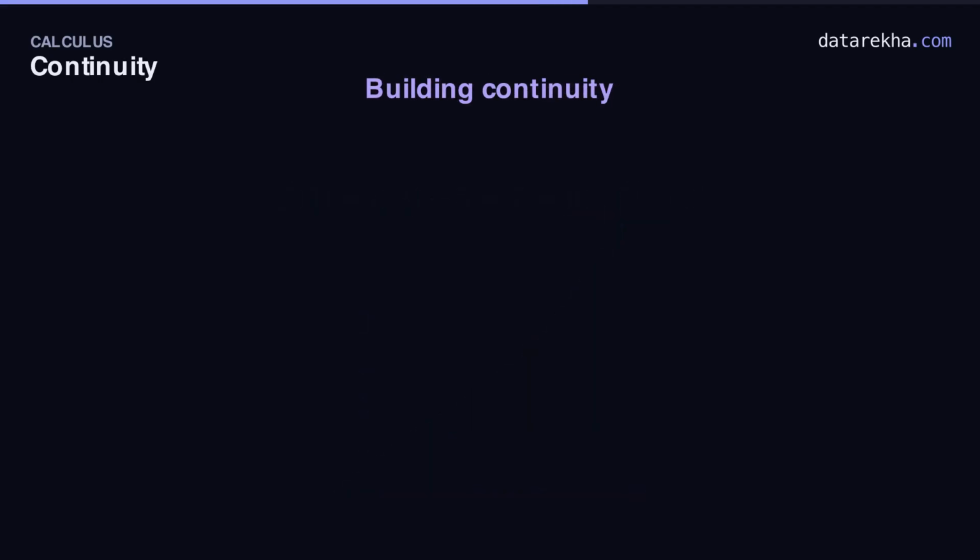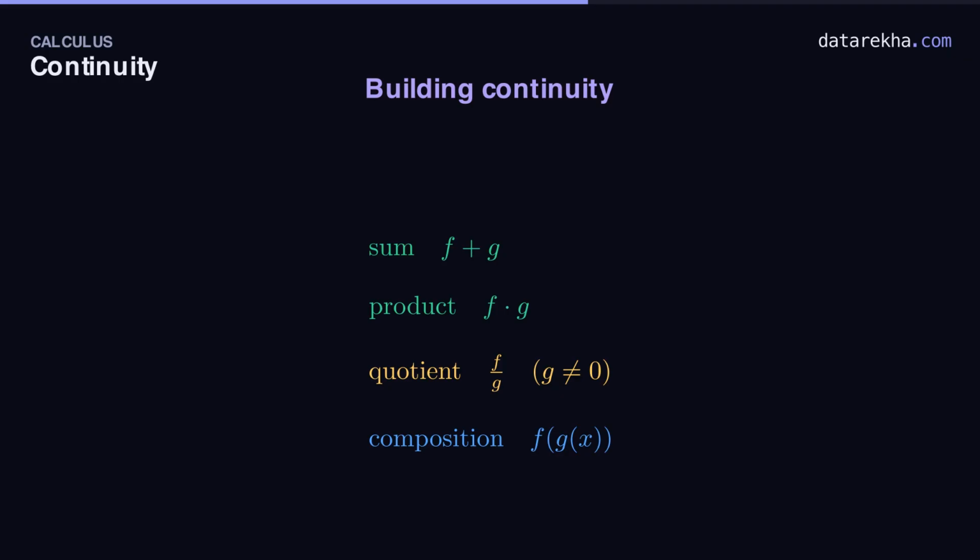Here's the good news that saves enormous effort. Continuity is contagious. Combine continuous functions in almost any ordinary way, and the result is continuous too. Add two continuous functions. Still continuous. Multiply them. Still continuous. Divide them, and it's continuous everywhere, except where the bottom hits 0, the one place a quotient can break. And feed one continuous function into another.